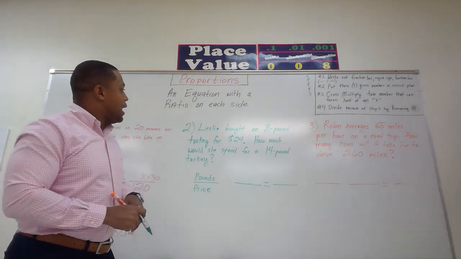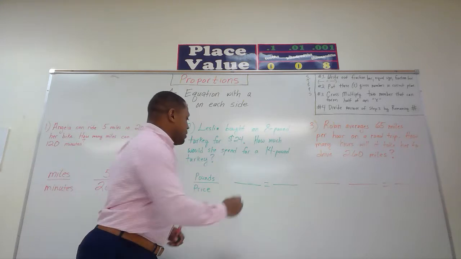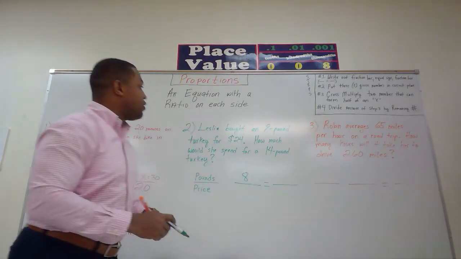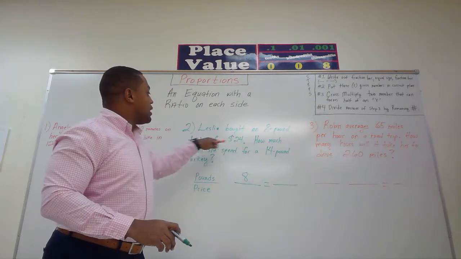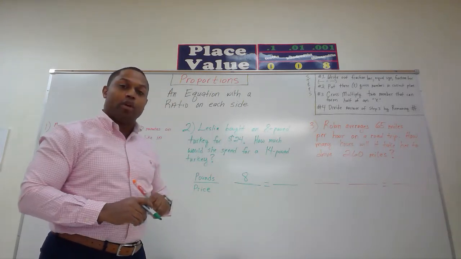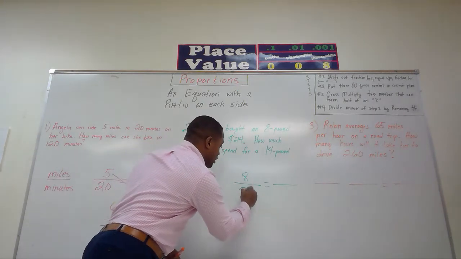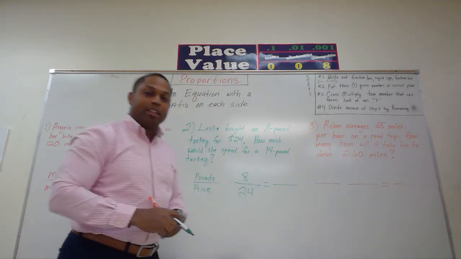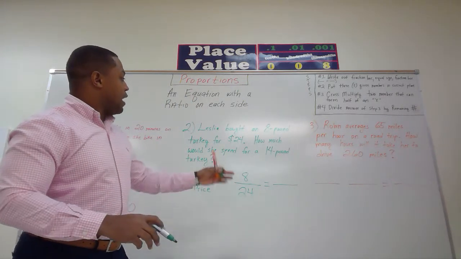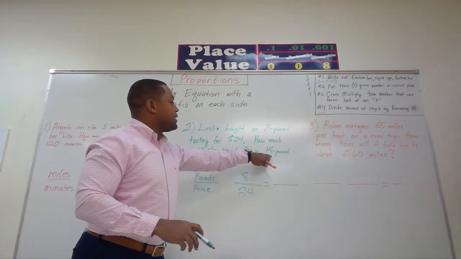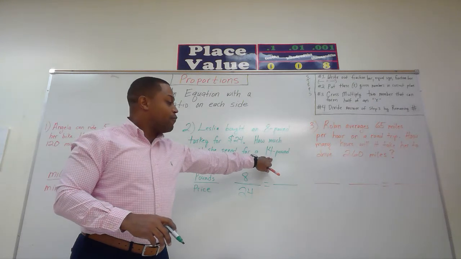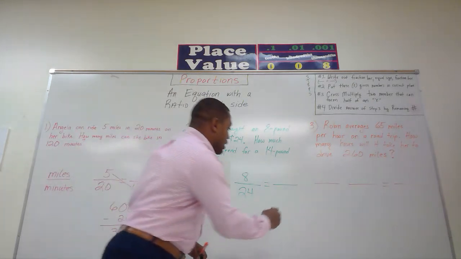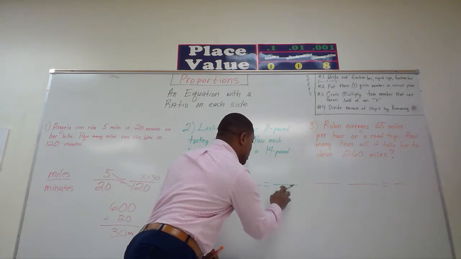I see here we have 8 pounds, so I'm going to put that there. This 8-pound turkey is connected to $24, so I'm going to put the 24 right there. Now, as I continue reading, I see that this third number represents a weight, 14 pounds.